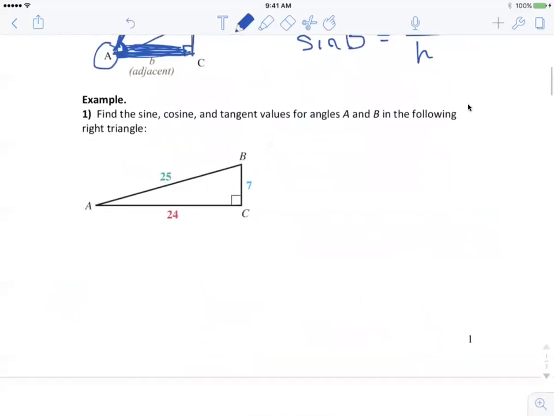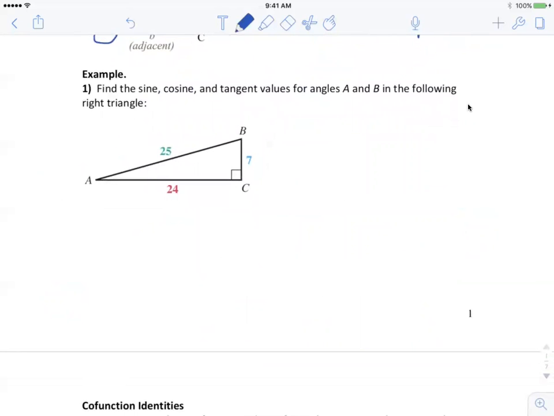Here's a right triangle, and it says find the sine, cosine, and tangent values for angles both A and B in this triangle. So let's start with the sine of A. So there's A. Sine of angle A. What would that equal? Remember, it's always the opposite divided by the hypotenuse.